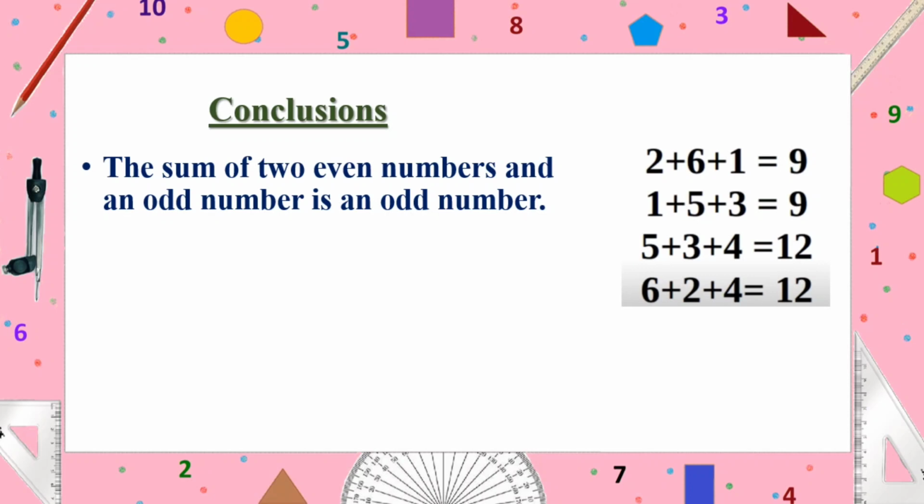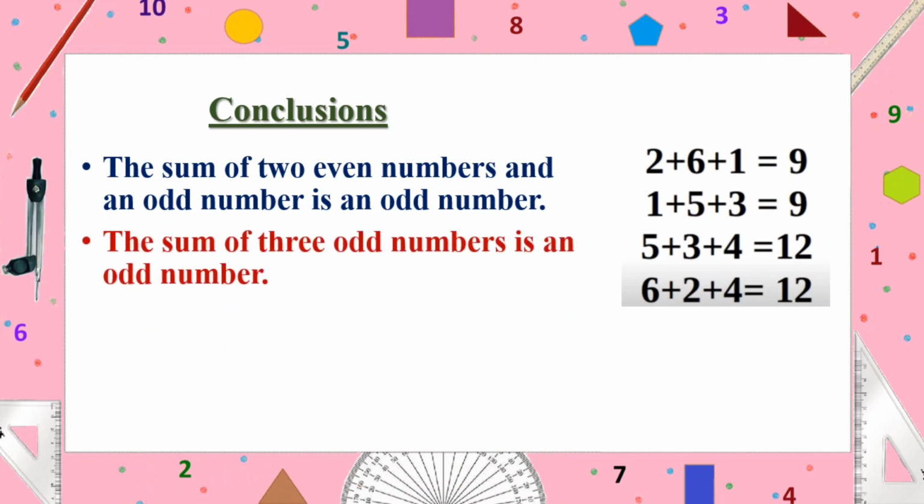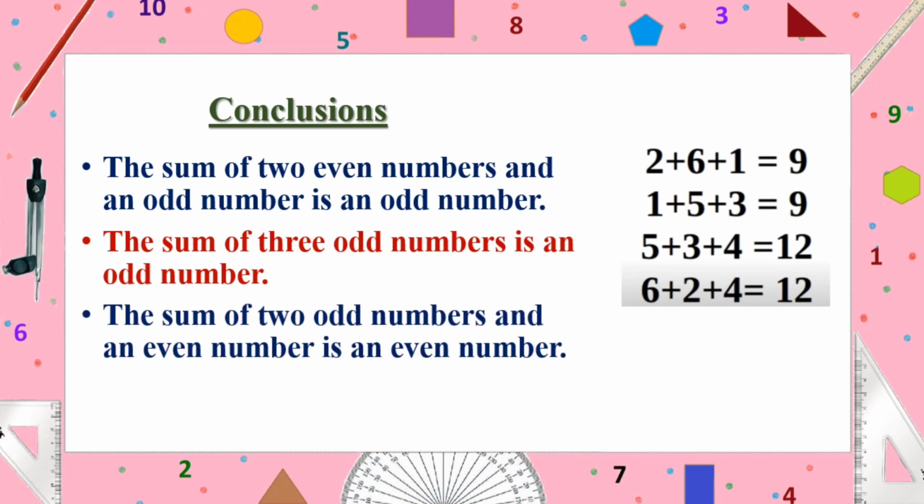Second conclusion, 1 plus 5 plus 3 is equal to 9. Here, the sum of three odd numbers is an odd number. That is the second conclusion. The sum of three odd numbers is an odd number. Look at the third one. 5 plus 3 plus 4 is equal to 12. Here, two odd numbers and an even number. The sum of two odd numbers and an even number is an even number.